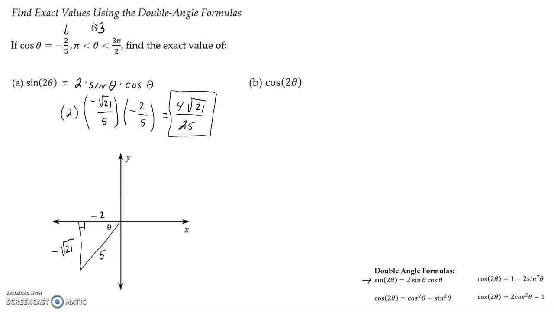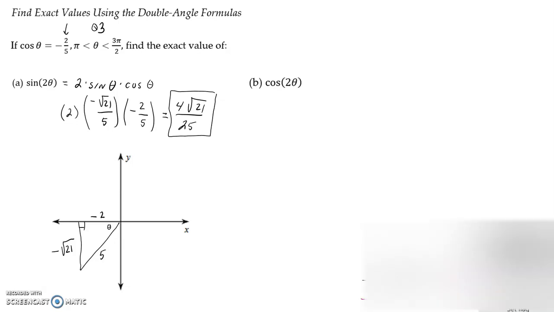Let's go ahead and take a look at part B. We want to find cosine of 2 theta, and you'll notice down here with our formulas, you actually have 3 different formulas for cosine of 2 theta. Now, my suggestion would be to pick whichever one's going to be the easiest one for you to use based on the information that you have. Obviously, you could pick any of the 3. They're all going to get you the same answer.